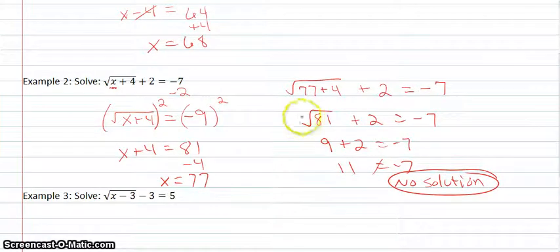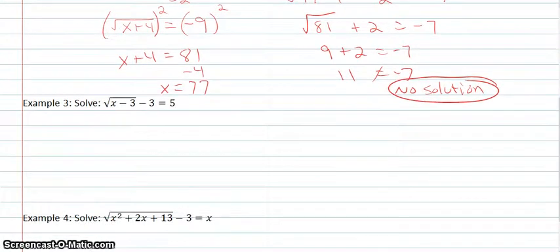Now, if this would have had a negative sign in front of it, then we would have been able to get a negative 7. But it did not, so we cannot say 11 is equal to negative 7. Okay, so sometimes we're going to come up with no solutions on these problems and we'll have to check our answers.